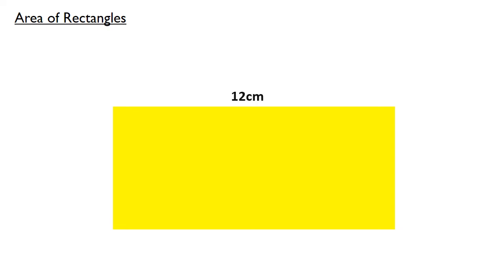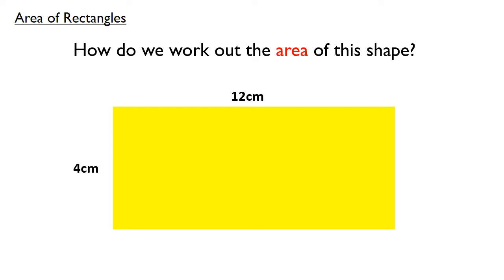So the next topic you came across was area of rectangles. So here we have a rectangle. We know that its length is 12 centimetres and its width is 4 centimetres. I wonder if you can remember how do we work out the area of this rectangle?